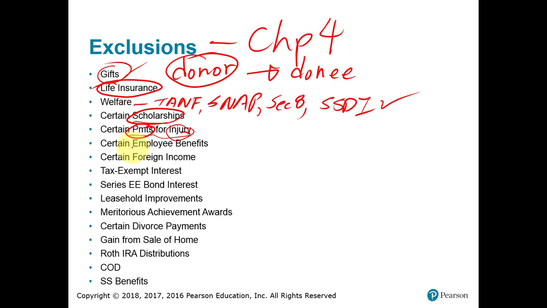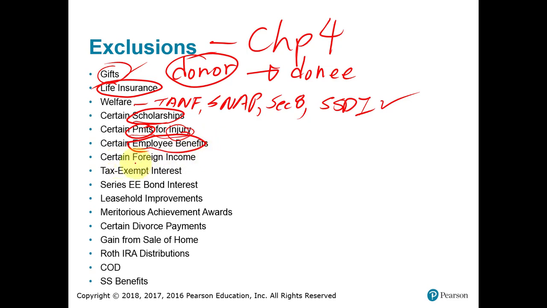We'll have a chapter that covers employee benefits. A lot of them are tax-free, and some of them may be taxable. Just because they're employee benefits doesn't make it tax-free. The main tax-free employee benefit most of us get is probably health insurance paid by our employer.